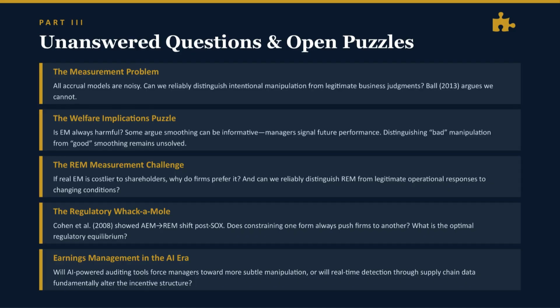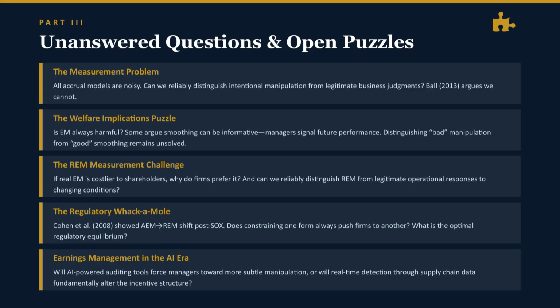Earnings management in the AI era. As AI-powered auditing tools become more sophisticated at detecting accrual patterns, will managers develop more subtle forms of manipulation that are beyond algorithmic detection? Conversely, if AI can detect REM in real time through supply chain data and transaction patterns, will this fundamentally alter the incentive structure for earnings management?